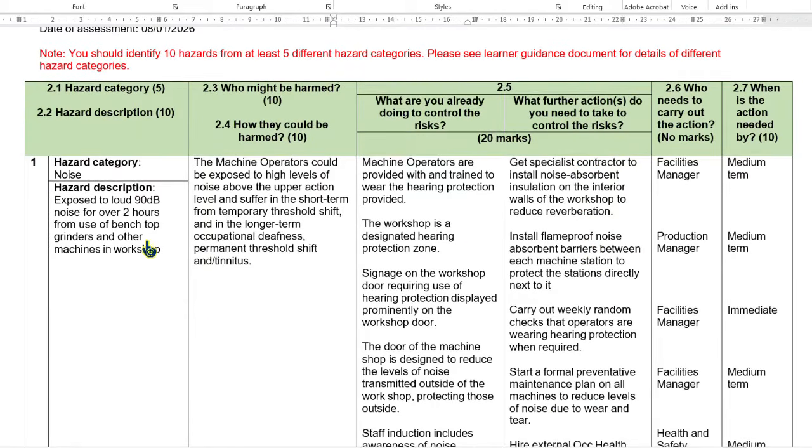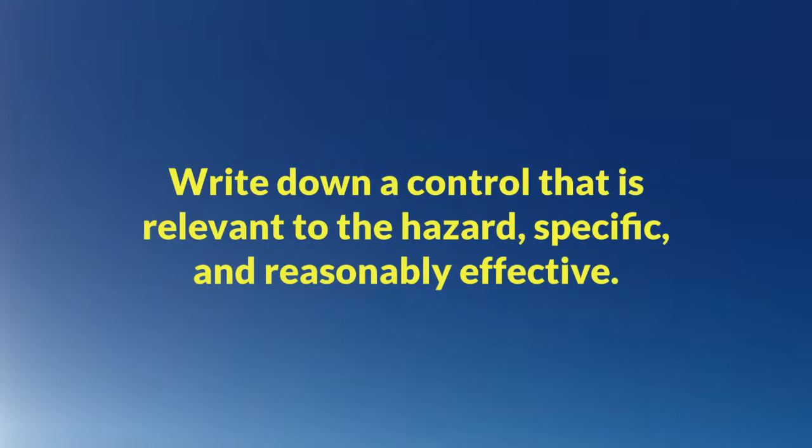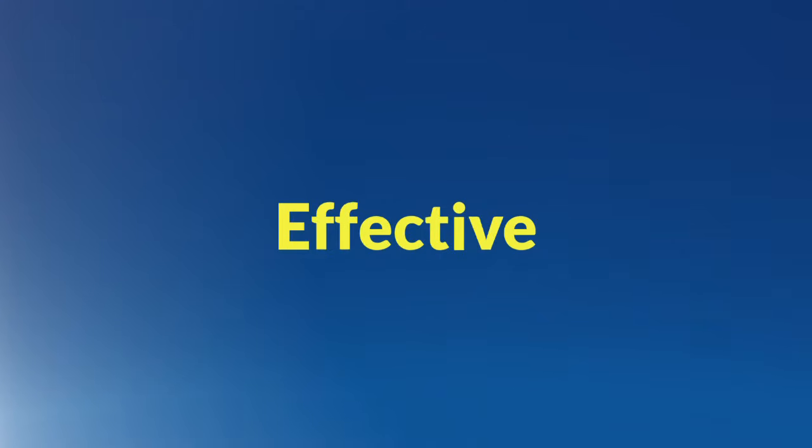So here I've got a noise hazard. I can get 1 mark for this and 1 mark for that. So 2 marks. You have 10 hazards. They're worth 2 marks each. That's your 20 marks. Now, how do you get that 1 mark in each box? All you have to do is write down a control that is relevant to the hazard and specific and reasonably effective. So relevant, specific, and effective. That's what we want.